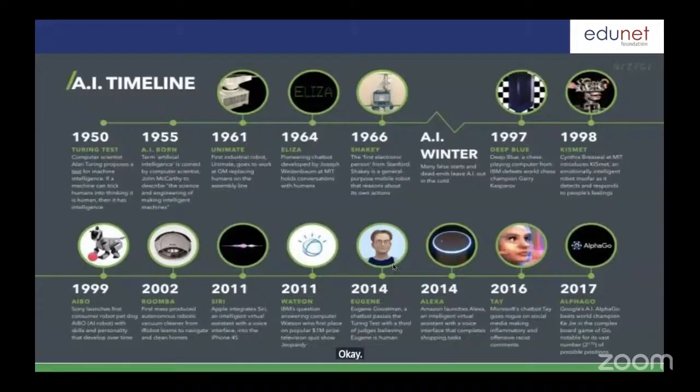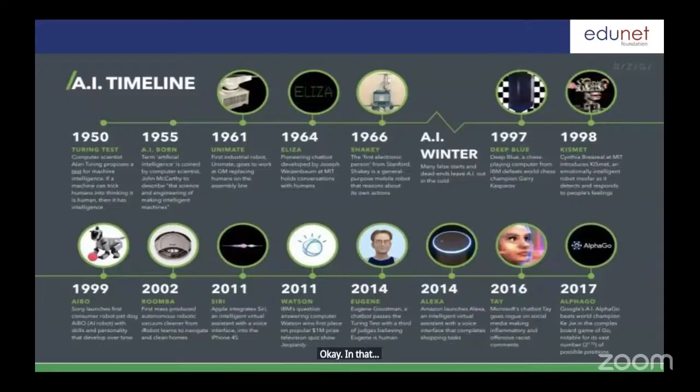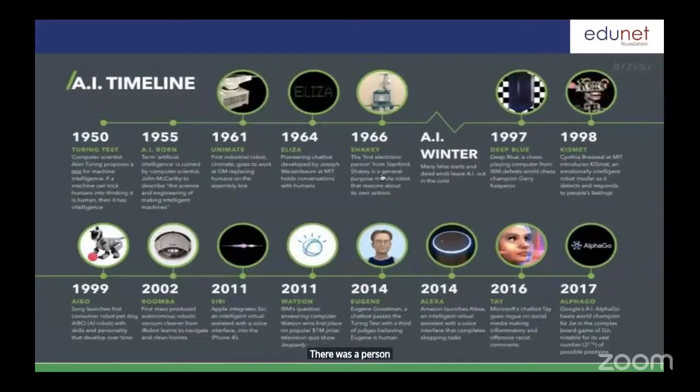Let's focus on the history, how exactly AI started and how it is going on right now. We're going to have a short discussion about how the history of AI started. In the year 1950, there was a person who published a paper. In that paper, he mentioned, can a machine think? Do you know who that person was?